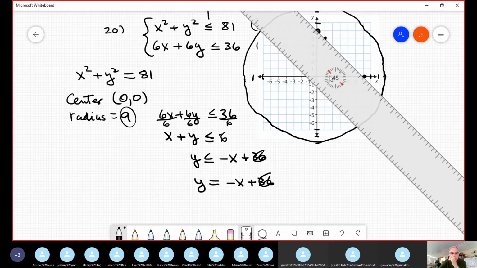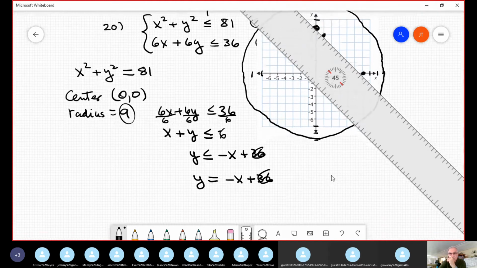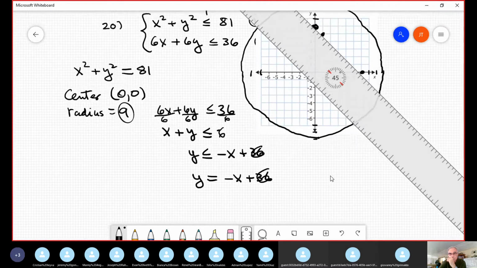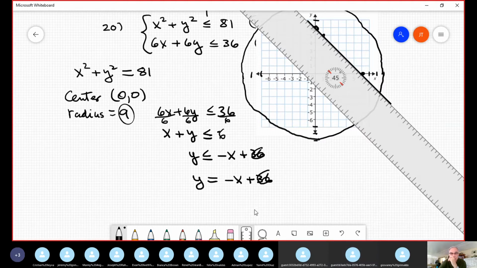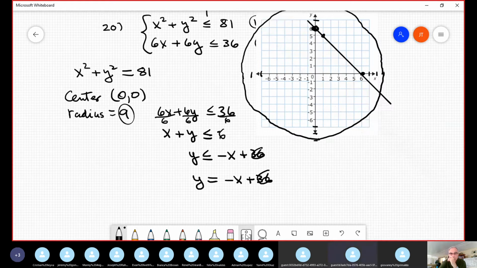Solid or dotted? It's solid, right? Solid. Okay. And what shade? Below or above? Below.